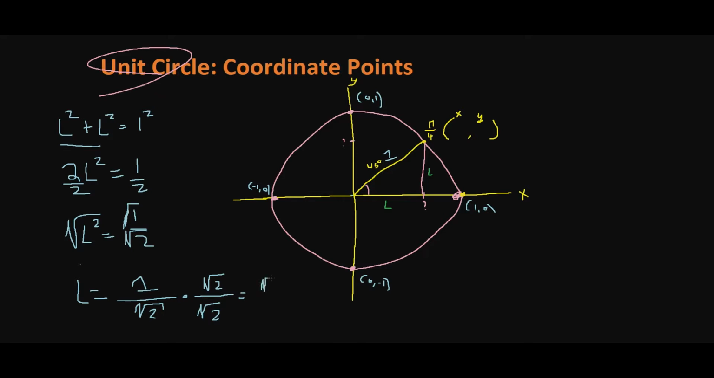1 times the square root of 2 is the square root of 2. What's 2 times 2? Because they're both underneath the square root, we can combine them, the square root of 4. So we get the square root of 2 divided by the square root of 4, which is 2. So now we know this length right here is actually the square root of 2 over 2.